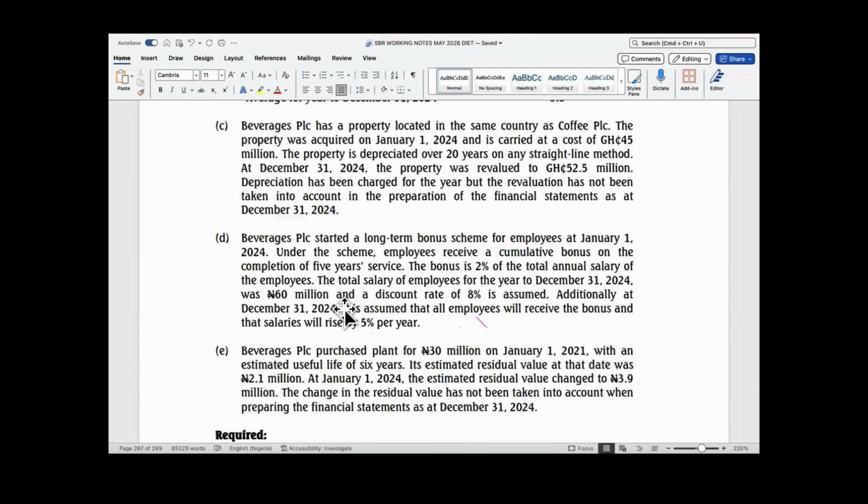So, if you remember, that's what we call current service cost. I will need to get the total bonus first. How much is my exposure? How much is the bonus I'm paying to these guys over the period of 5 years? Then I will spread that over 5 years. Each year this is what I'm owing, and I will build it up every year. Year 1, year 2, year 3.